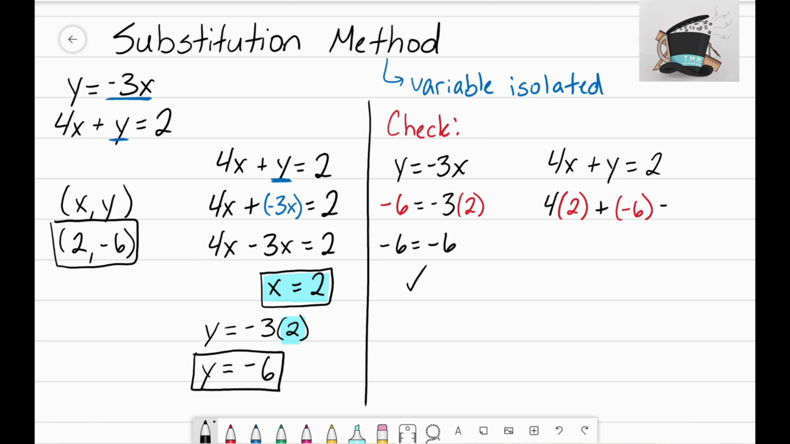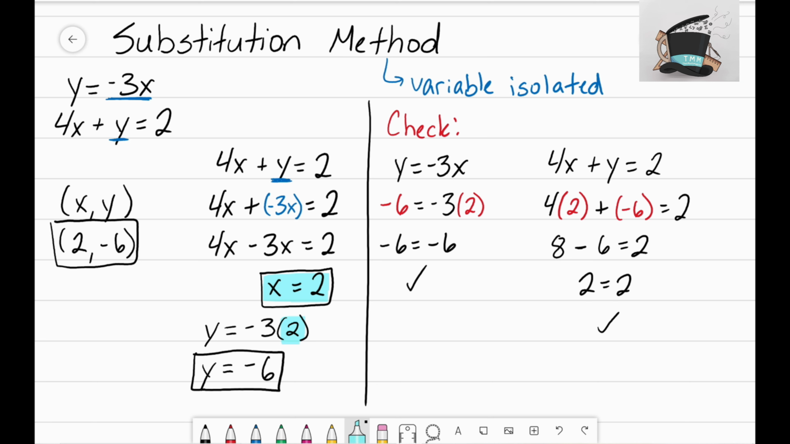And that equals 2. So again, all I've done is taken the x and the y and substituted in our values for x and y so that we can check, right? The whole point of this is to make sure that our answer is the correct solution. So 4 times 2, well, that gives me 8, plus negative 6, well, plus a negative is just the same as minus. So 8 minus 6 equals 2. And 8 minus 6 does indeed give us 2. And 2 equals 2. This checks out.